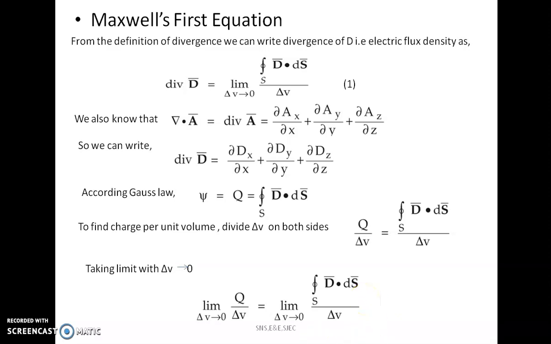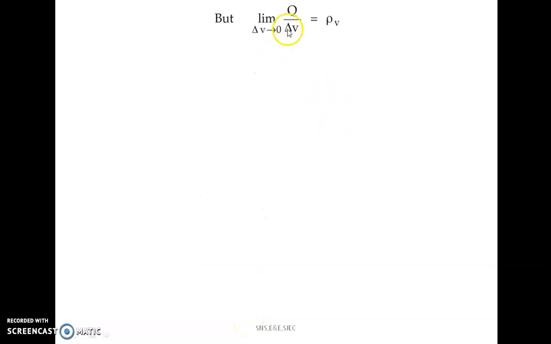But we know that in chapter 1, in electrostatics and Coulomb's law, we saw that the charge per unit volume gives the charge density, which means the volume charge density. So the limit as delta V tends to 0 of Q by delta V can be written as rho V. Substituting this in the previous equation, we get rho V is equal to the limit as delta V tends to 0 of the surface integral of D dot dS divided by delta V.